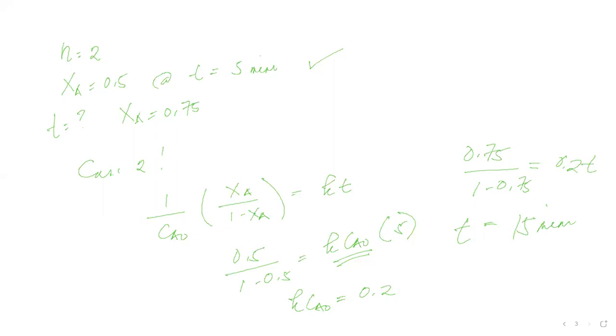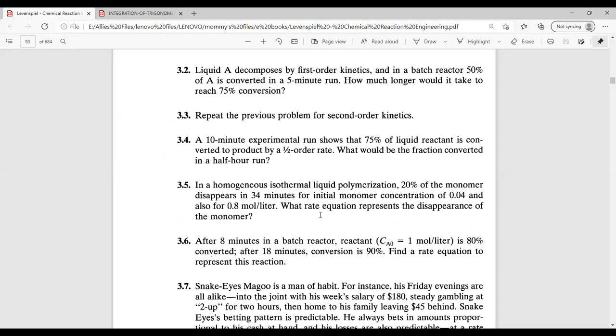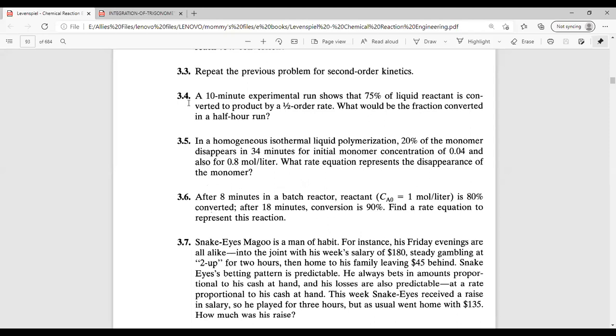Okay, let me check what we have there. I'll go back to here so I can show to you what problem we can use. So 3.4 is talking about a 10-minute experimental run that shows that 75% of liquid reactant is converted to product by a 1/2 order rate. What should be the fraction converted in a half-hour run? So this particular problem will require that you set up your own differential equation or your rate law, because the order of the reaction is 1/2. It's not 1, it's not 2, it's not 3. So you have to set up your own rate expression.